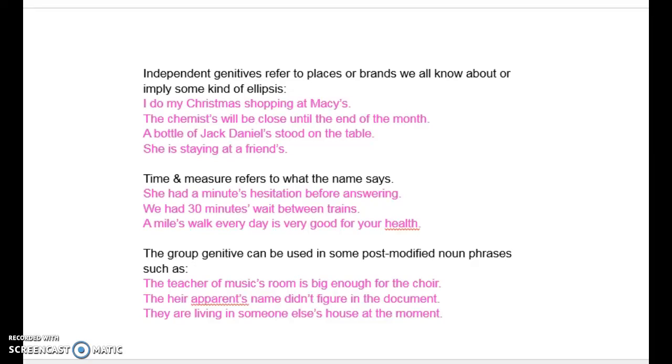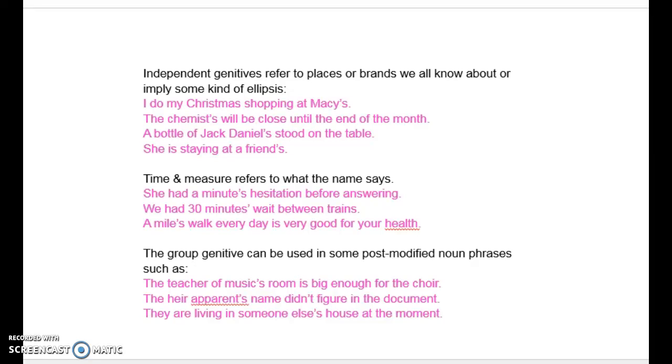Then we have time and measure, and it refers to exactly what the name means. Here you have 10 minutes' hesitation and a minute's hesitation, and here you have the apostrophe before the S because you are referring to only 1 minute, yes? Whereas in the next example, where we had 30 minutes' wait between trains, we have the apostrophe after the S because it is a plural noun. We are talking about 30 minutes.